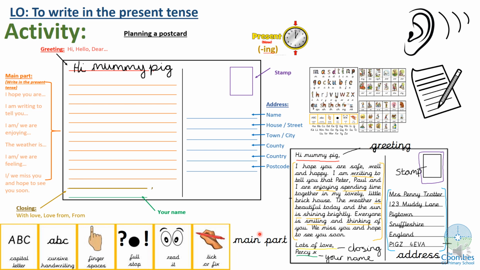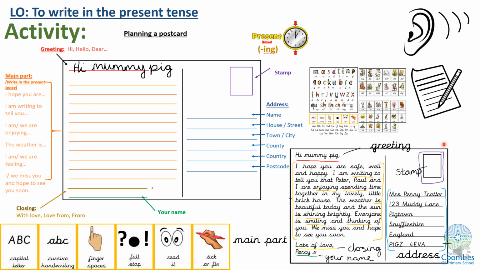So now it's your time to plan your postcard. Make sure that you use your capital letters, your cursive handwriting, your finger spaces, full stops, and if you need to, question marks or exclamation marks. Make sure you read your work carefully and check it. You don't need to use your red pen, but please check it. Use the waggle to help you.